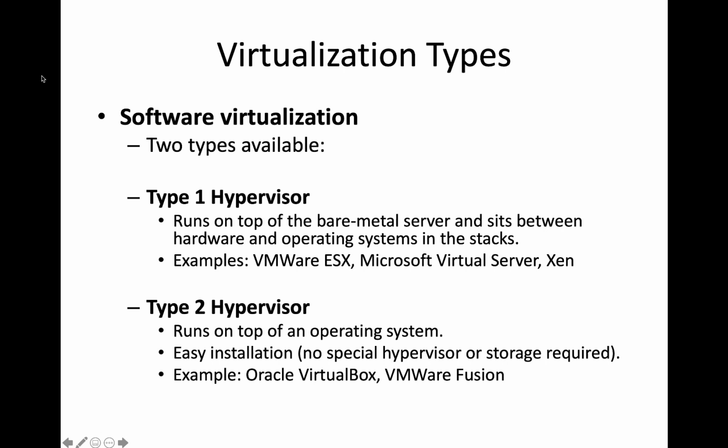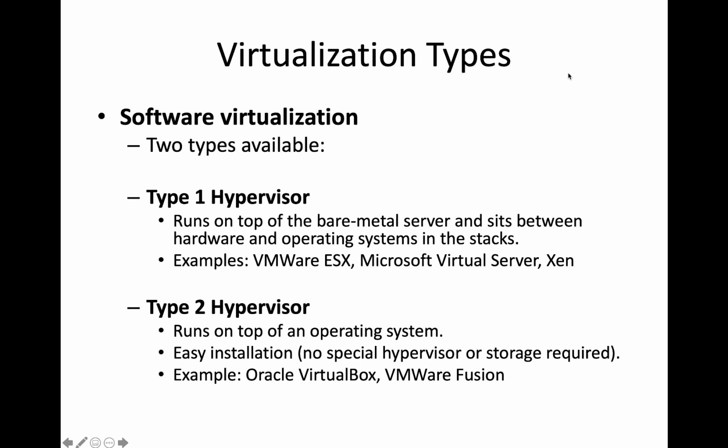Then type 2 hypervisors actually run on top of an operating system. So you could have a physical server, you install something like Linux, or you install Windows on that server, and then you install a hypervisor software application on that operating system, something like Oracle's VirtualBox or VMware Fusion. And then those hypervisor software applications are able to create virtual machines.